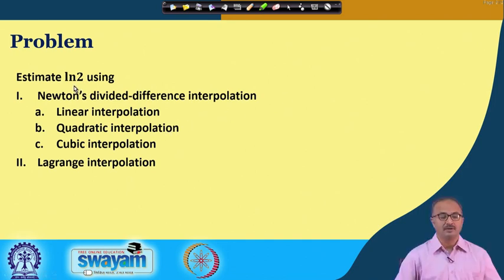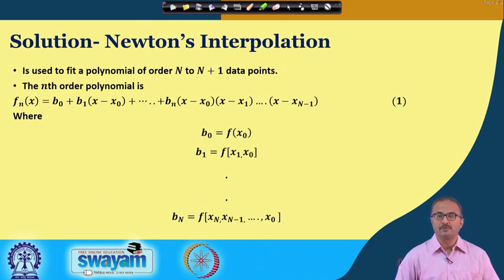Now, let us see that it is a very common problem that we have to find the value of the natural logarithm of 2, ln 2, using Newton's difference formula, and again there are many variations of that, and Lagrange. Now, you can find the value of ln 2 easily from any kind of logarithmic chart. Now, we shall see how we get to interpolate these values. Okay.